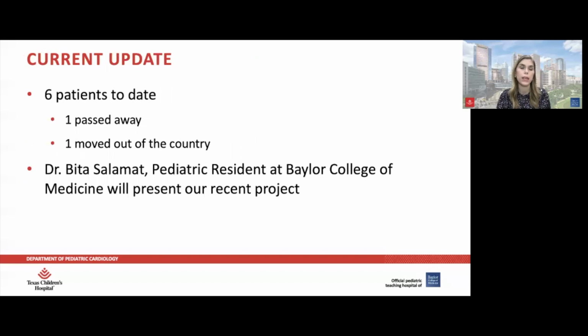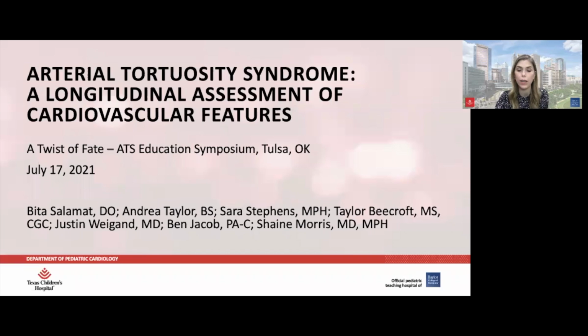So a current update, and again, Dr. Salamat is going to go over it in more detail. We have 6 patients to date that we follow. Unfortunately, 1 has passed away and 1 has moved out of the country, so we actively follow 4. And as I said, Dr. Salamat, who is a pediatric resident at Baylor College of Medicine, is going to present our recent project, and I'm excited for you to hear some of our results. And Dr. Salamat, if you want to come on the screen, and I will hide mine.